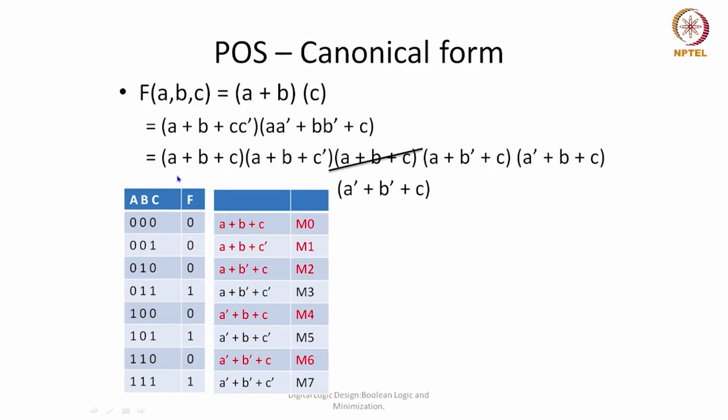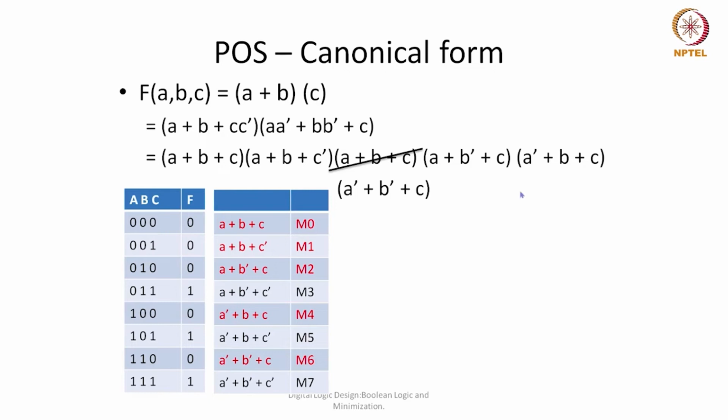Or to make that function 1, none of the sum terms has to be 0. So that means the only remaining part, the terms which are not present here, if any of them is there, then only this function f will become 1. So this is how a product of sum expression will form a canonical form.